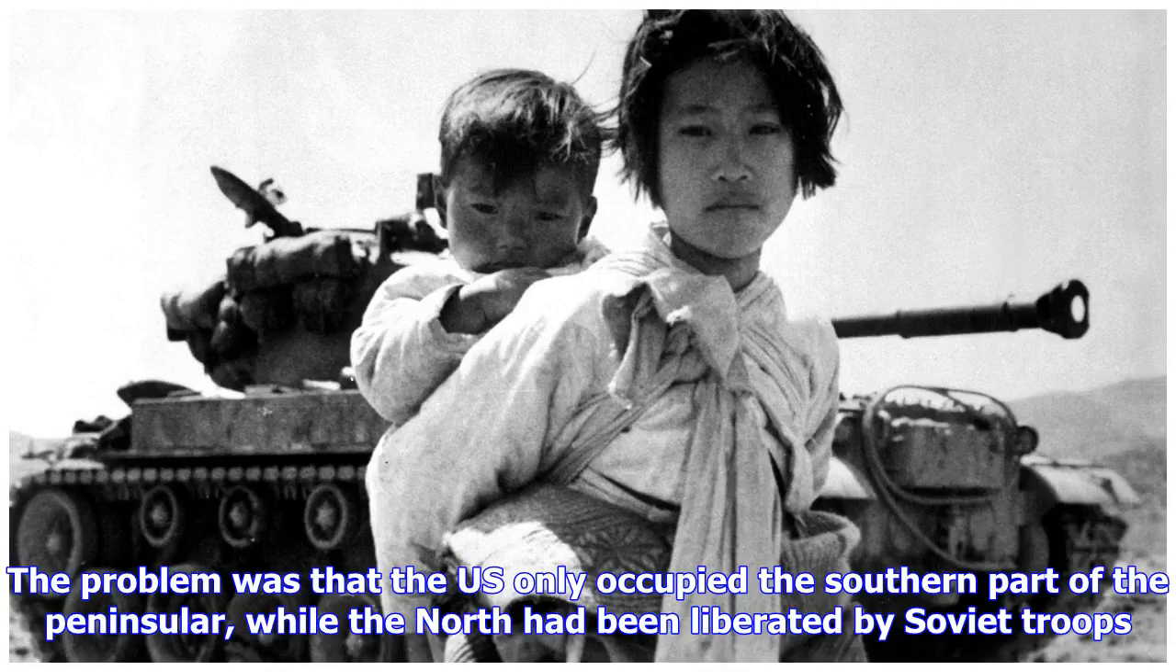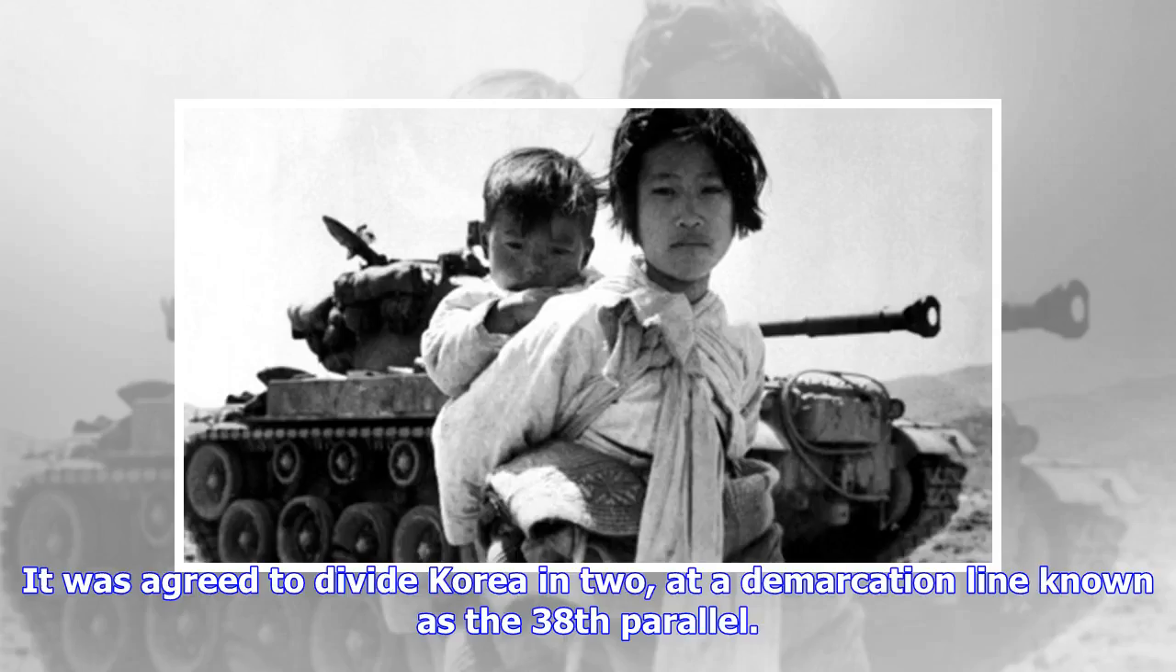The problem was that the US only occupied the southern part of the peninsula, while the north had been liberated by Soviet troops. It was agreed to divide Korea in two, at a demarcation line known as the 38th parallel.